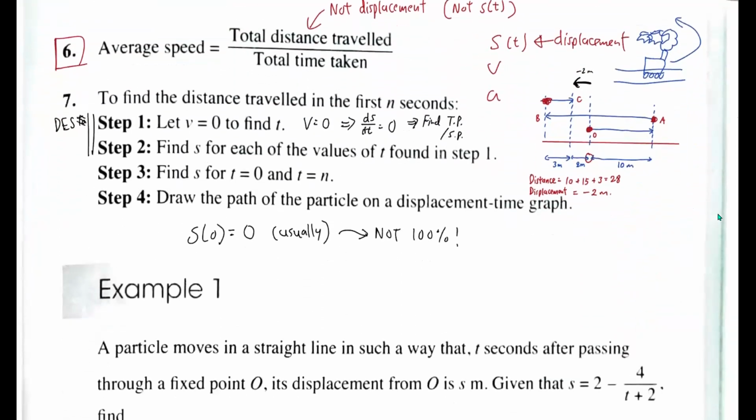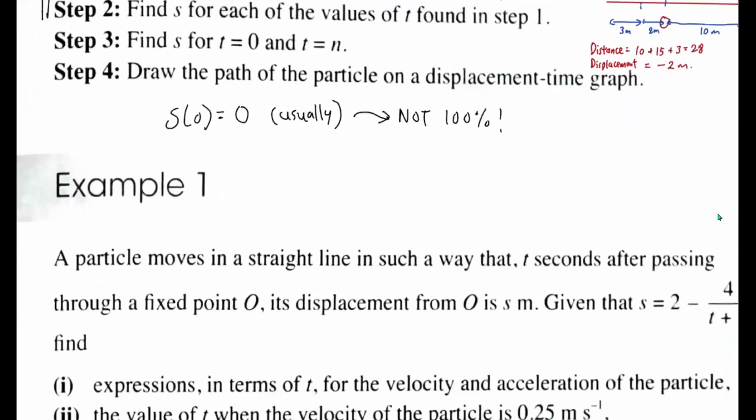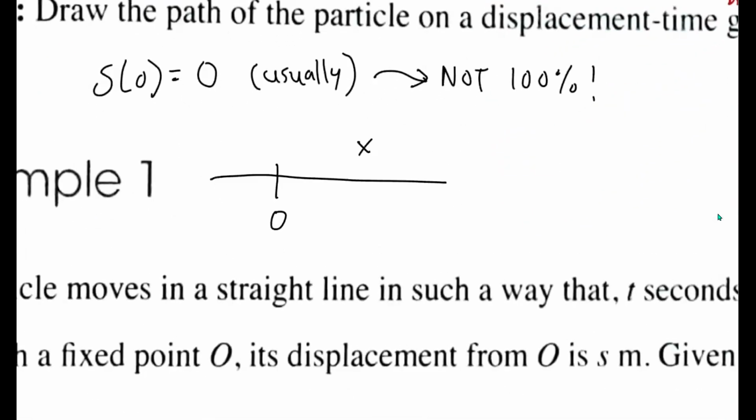Sometimes your particle may already be some distance away from the original reference point. For example, here's a diagram, here's the origin, then here's a point. This is when t equals 0. You're already maybe 10 meters in front, and then you start to move around, hit a turning point, and move.